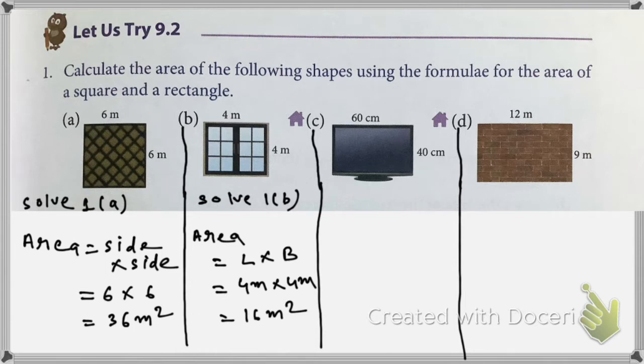Now this is your homework. Question number C and question number D. You have to multiply 60 by 40, and the answer will be in centimeter square. Here you have to multiply 12 by 9.